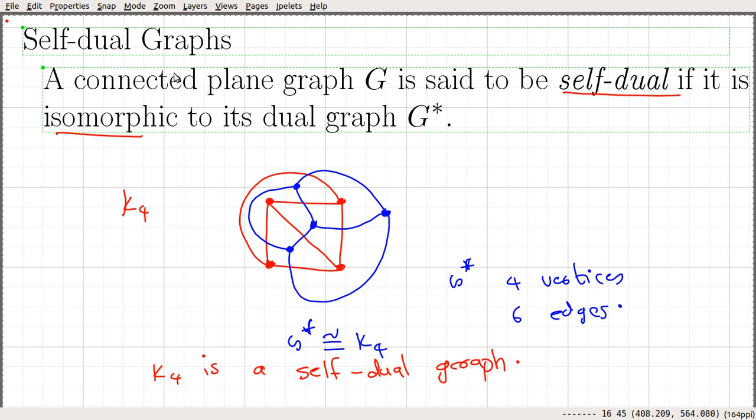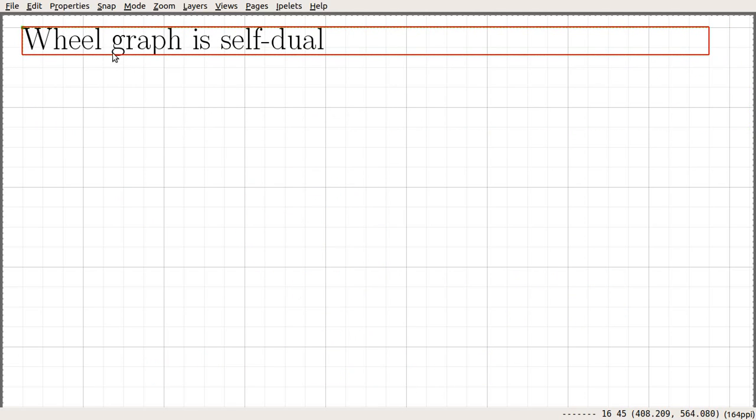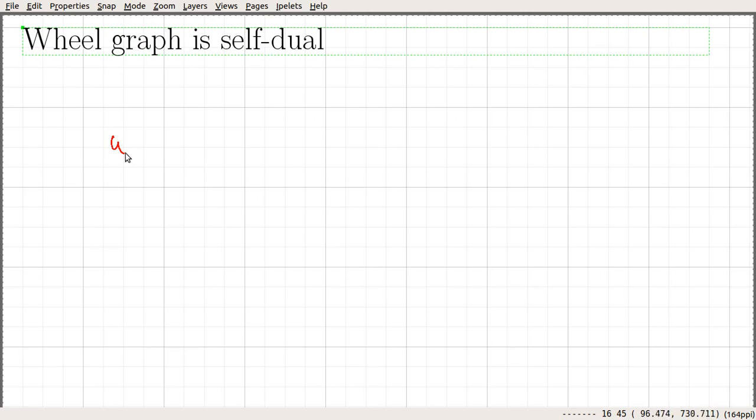Okay, so a self-dual graph is a planar graph that is isomorphic to its dual. So we can very easily see that K4 is a self-dual graph. So let's look at one more graph, the wheel graph. Wheel graph is a self-dual graph. Okay, so let's verify for W4. Then after that we will go and prove the general statement that the wheel graph is a self-dual graph.